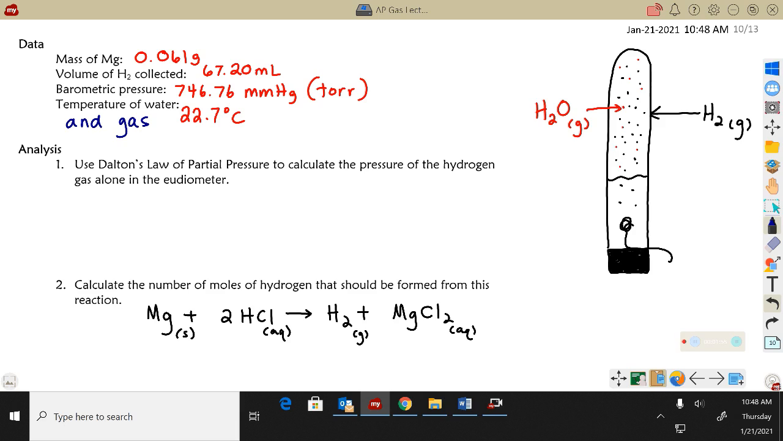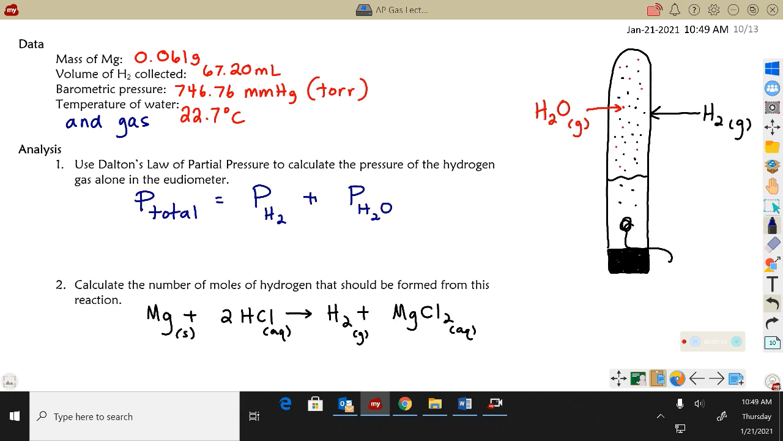But the barometric pressure is sometimes referred to as the total pressure acting upon the system. That's actually a combination of the pressure from both gases in that upper part of the eudiometer. So we do something in number 1 that's pretty typical in reference to Dalton's law of partial pressure. Dalton's law is for a mixture of gases, and it just says that the total pressure is a sum of the pressure from each individual gas plus the pressure of the water. It's kind of a funky plus sign, but it's fine.